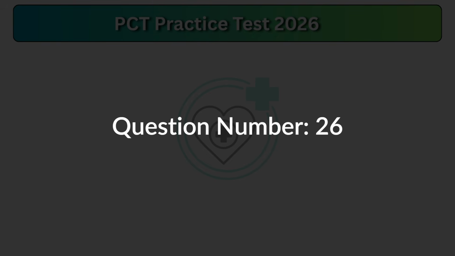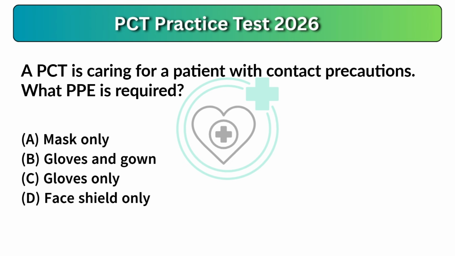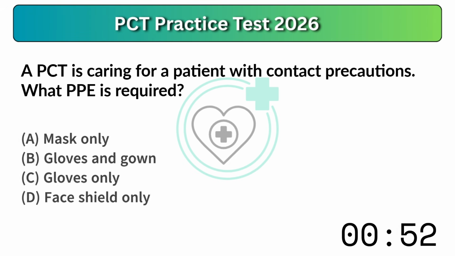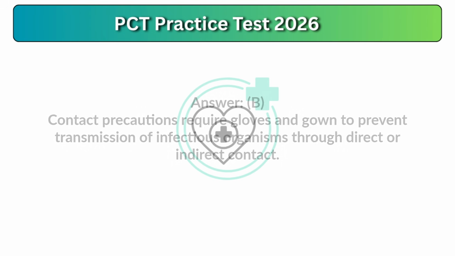Question number 26. A PCT is caring for a patient with contact precautions. What PPE is required? A. Mask only. B. Gloves and gown. C. Gloves only. D. Face shield only. Answer B. Contact precautions require gloves and gown to prevent transmission of infectious organisms through direct or indirect contact.